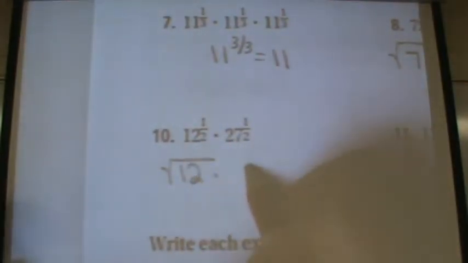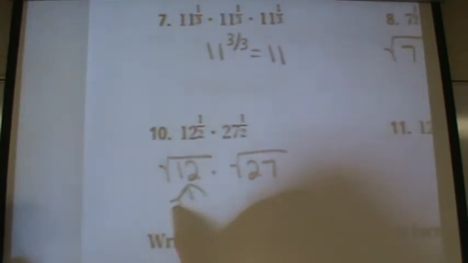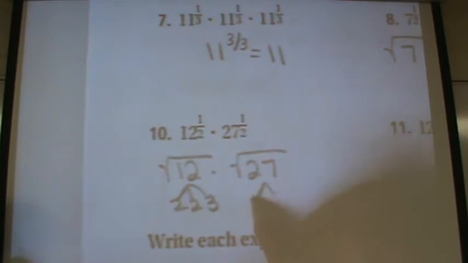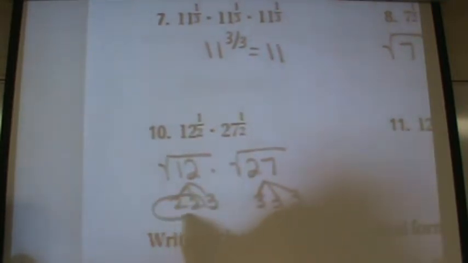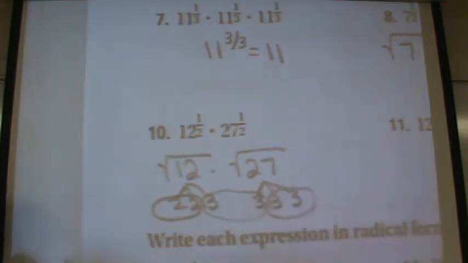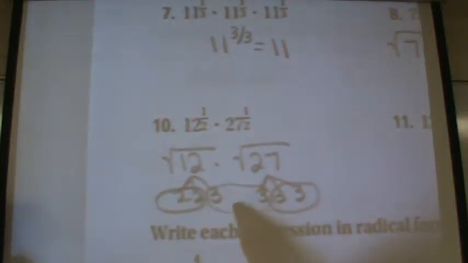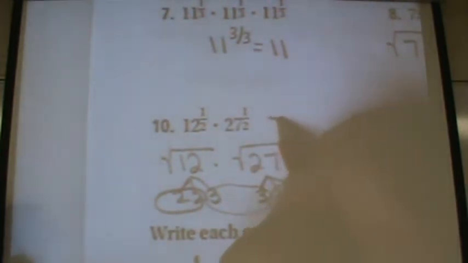We've got the square root of 12 times the square root of 27. So we're going to break this up into 2 times 2 times 3, and 3 times 3 times 3. So we're looking for 2 of a kind. There's 2 2's, there's 2 3's, and there's 2 3's. So what answer do you have? 3 times 3 is 9. 9 times 2 is 18.